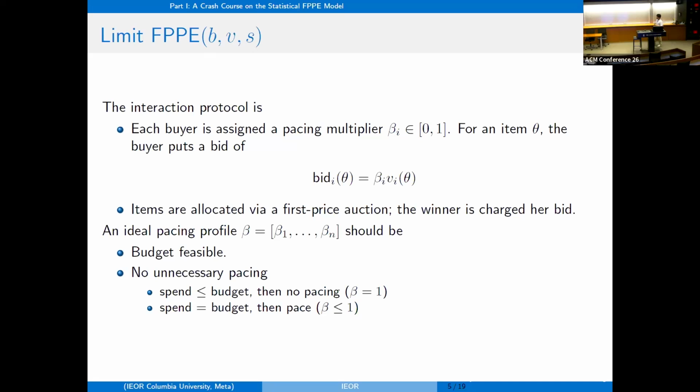So the platform would like to know a good configuration of the pacing profile. A good pacing profile should satisfy the following properties. It should first be budget feasible, meaning that the buyers should stay within their budgets. And the second condition, no unnecessary pacing, is motivated from a budget management perspective. It's saying that a platform does not want to pace the buyers if the spending is less than the budget. And if someone's spending equals the budget, then we pace that buyer.